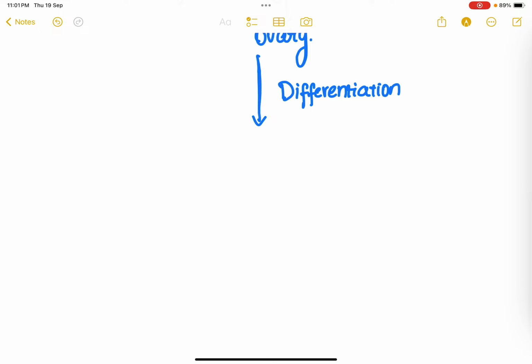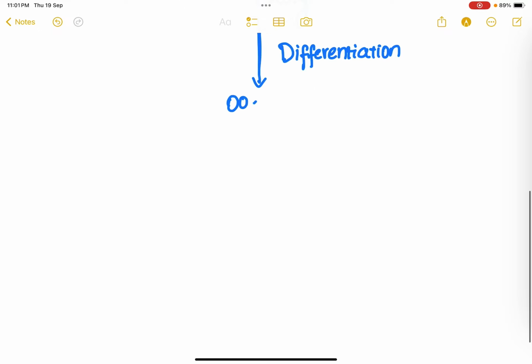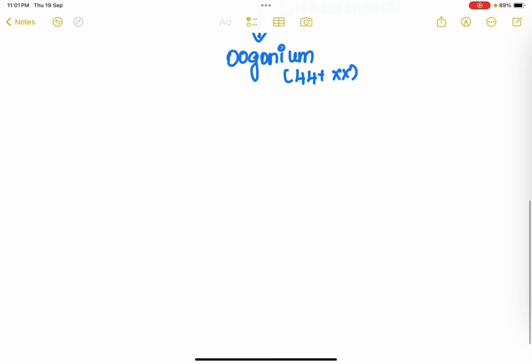Through this differentiation, as the primordial germ cells enter the gonad of the female, they are going to get differentiated into oogonium. Oogonium, which is 44 plus XX. Now this oogonium undergoes mitosis. As this oogonium undergoes mitosis, all these oogonia are going to get converted into primary oocyte.